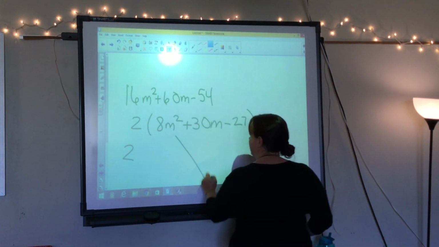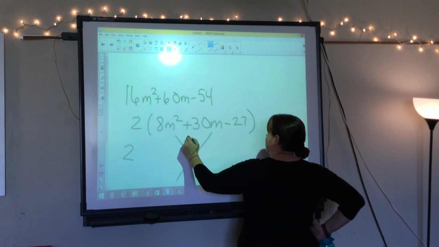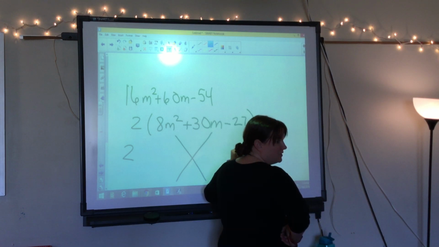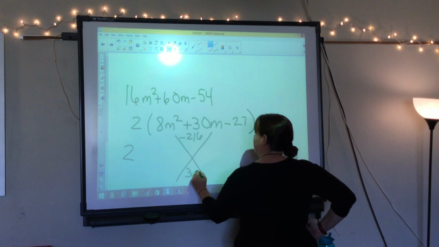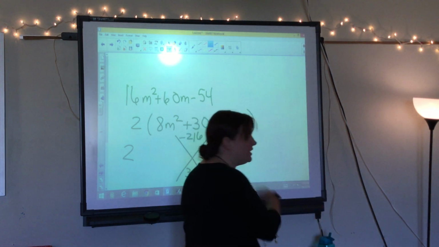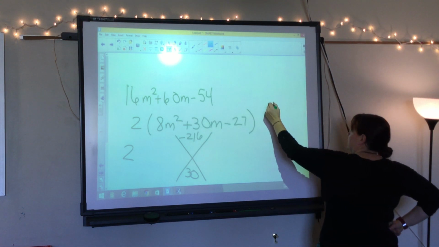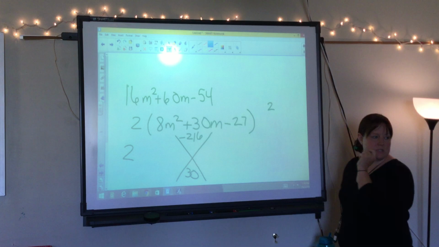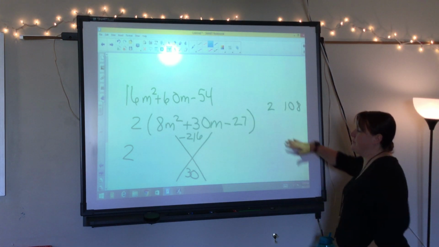And then we factor this. 8 times 27. I have a calculator. It's 216. Negative 216, and then 30. They have to add to 30. So let's do, what's 216 divided by 2? Divided by 2 is 108. That's too big. So let's divide it by 4.